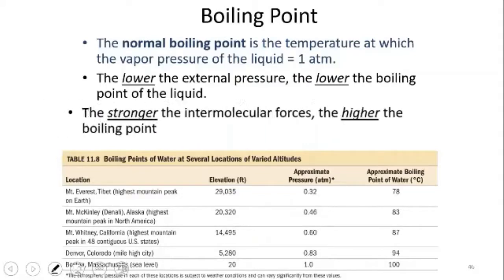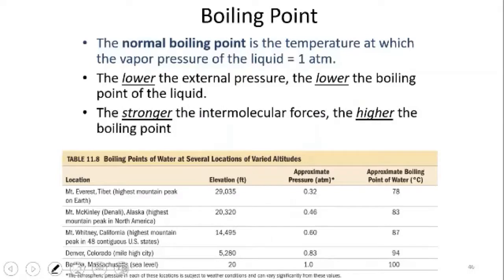So the stronger the intermolecular forces, the higher the boiling point. Remember, stronger intermolecular forces mean fewer molecules going into the vapor phase, which means lower vapor pressure, which means you're going to have to put in more energy to increase the number of molecules in the gas phase, so that the pressure can equalize the atmospheric pressure or the external pressure. So you're going to have a higher temperature at that point, or a higher boiling point.